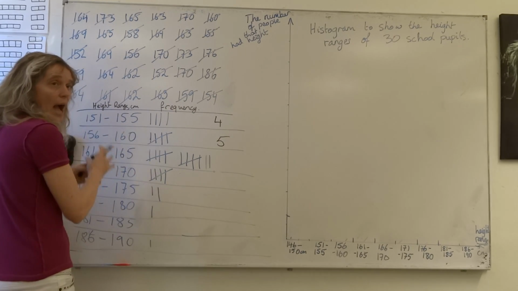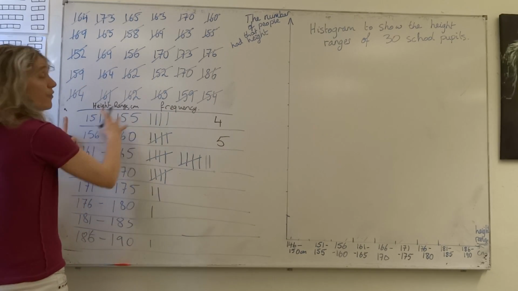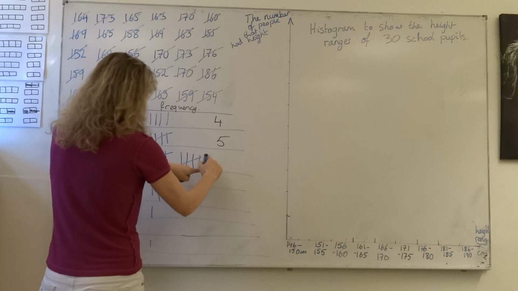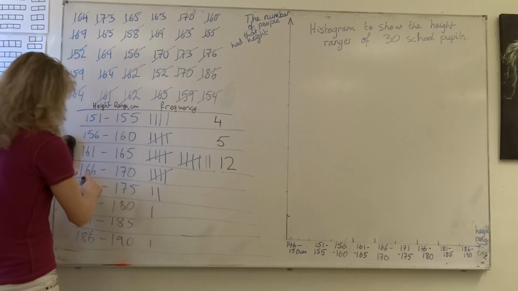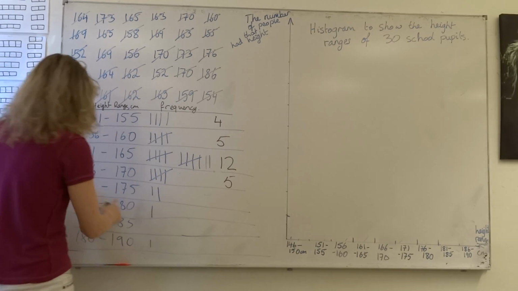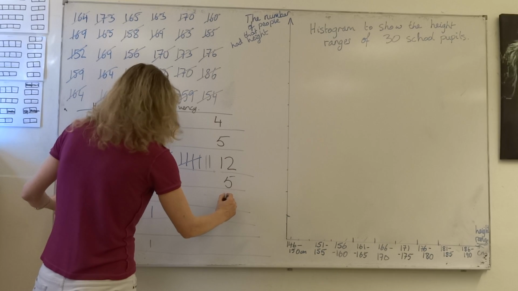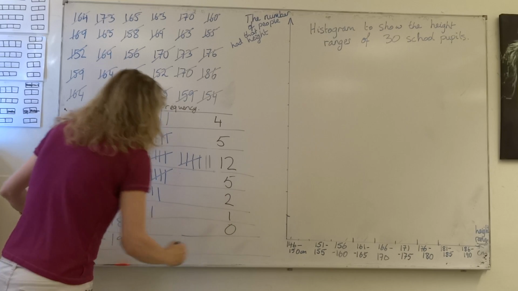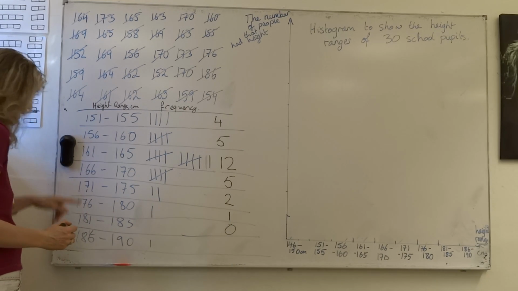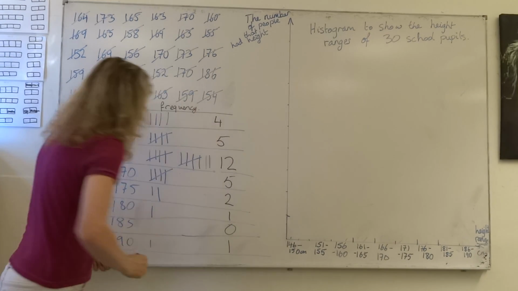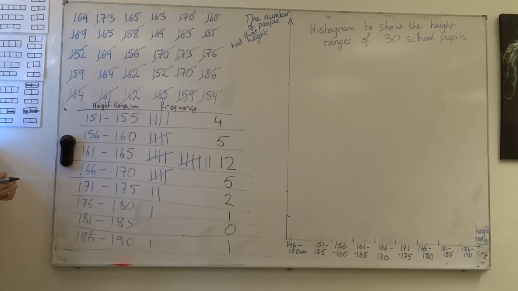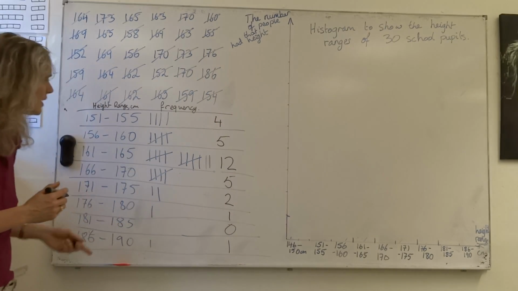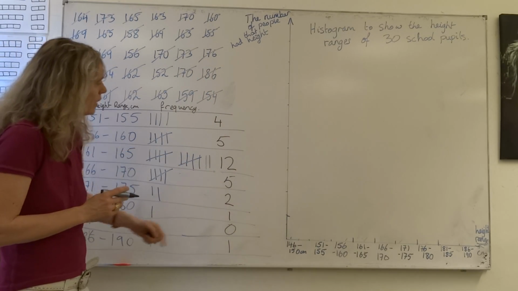There was 5 people in this height range. The frequency, how often did somebody fall into that height range? 161 to 165, there's 12 there. 5 here. 171 to 175, there's only 2. 1 person who was this tall. 0 people who were in the range 181 to 185, but there was 1 person in the range 186 to 190.